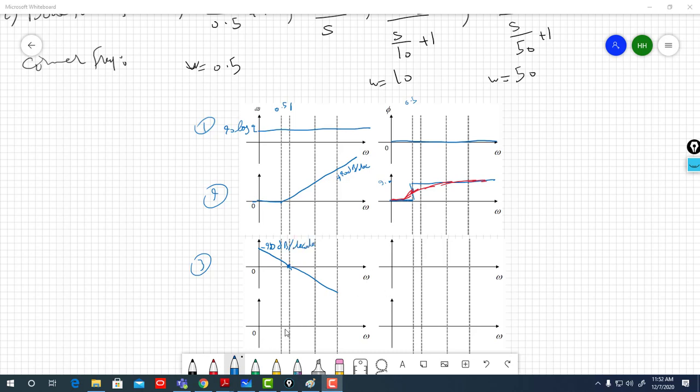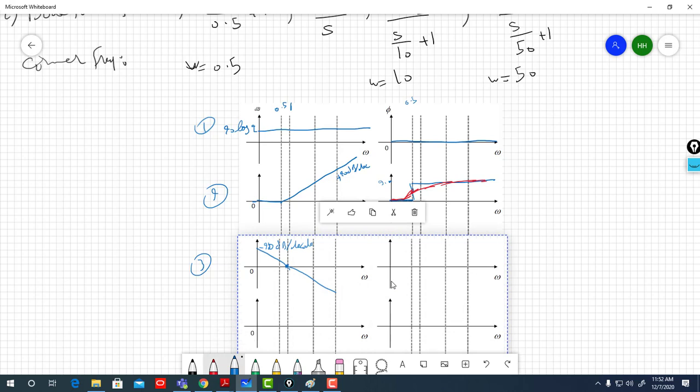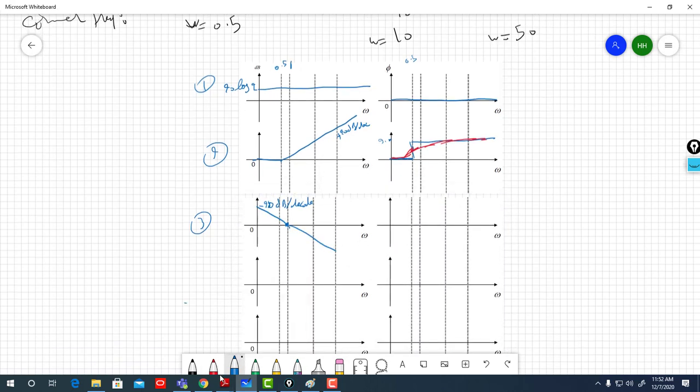And what about the phase? The phase is minus 90 degree. I'll put it like this, it's minus 90 degree. So here is the phase. Alright, let's look at phase diagrams 4 and 5 later on, and add all together.